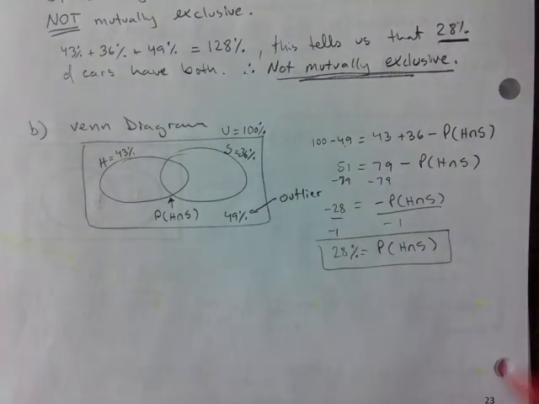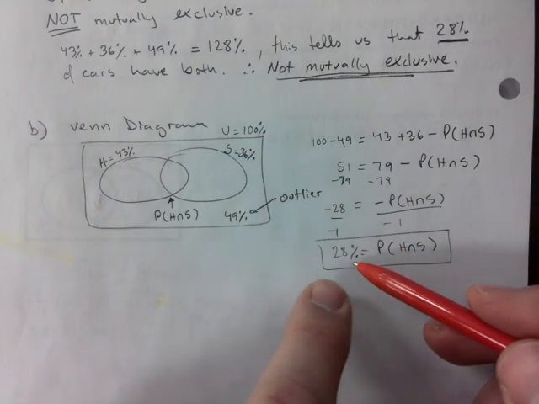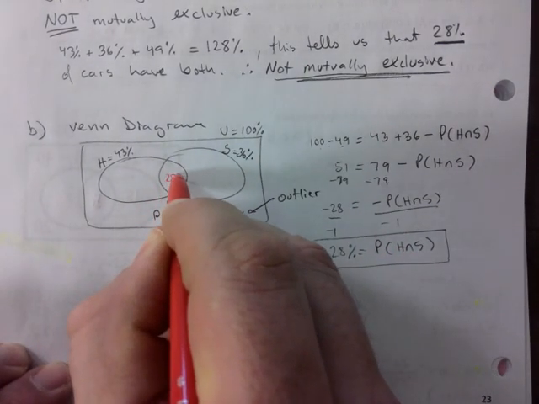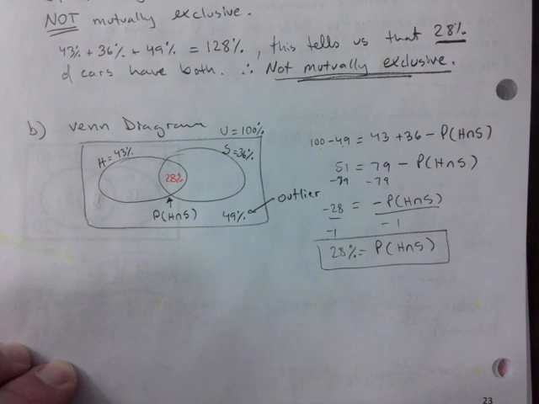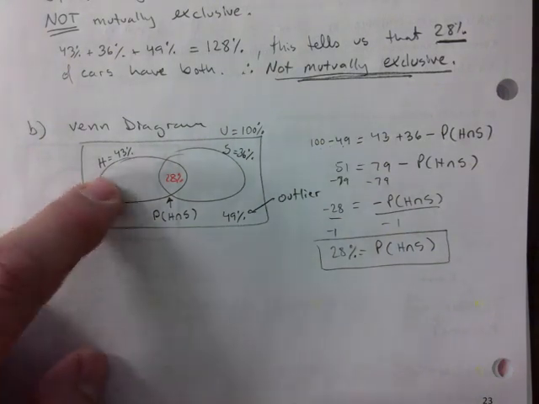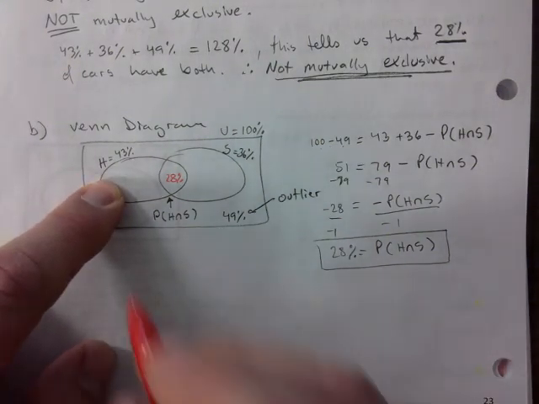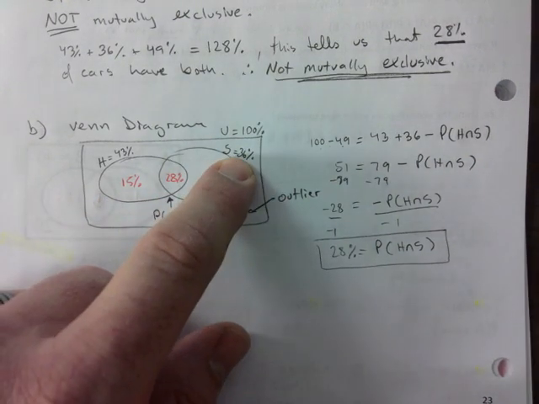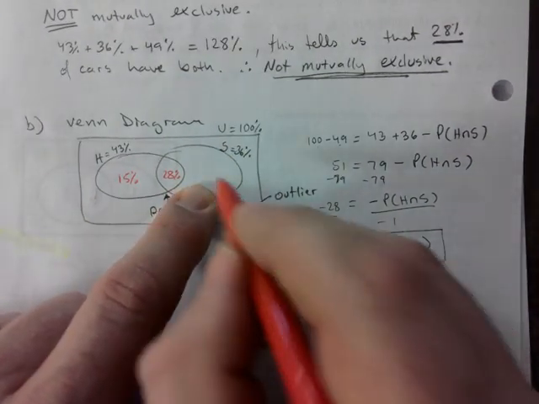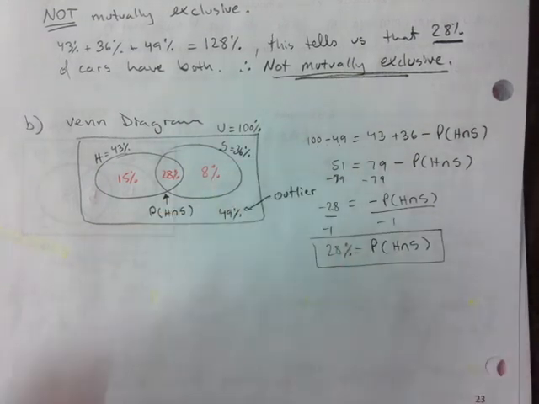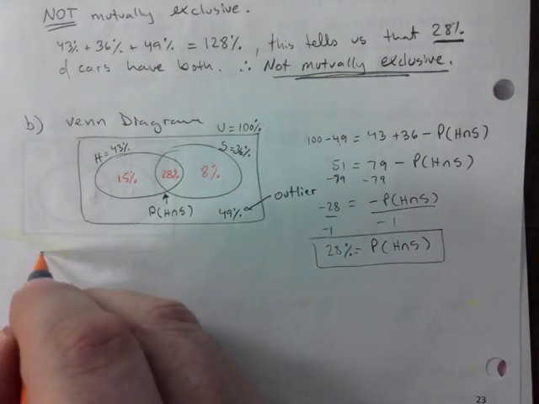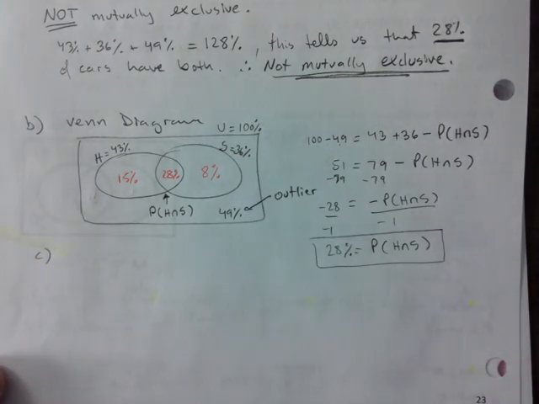And I would strongly encourage you to then fill in your Venn diagram. So you go 28 here. Just found that. And you go 43 minus 28. That's 15%. 36 minus 28. That's 8%. So if they ask you any other question, you know how to answer it, right? Because chances are they will.